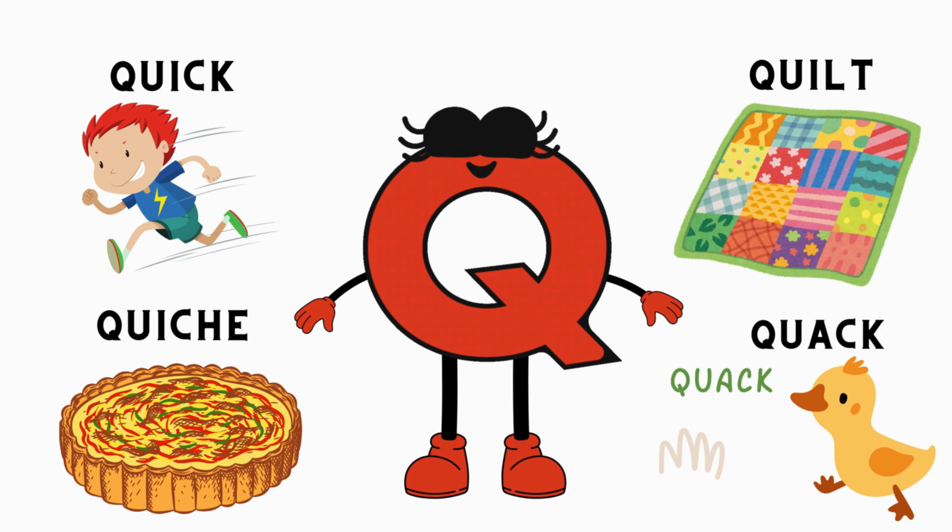The letter W is for wolf, water, wet, window.